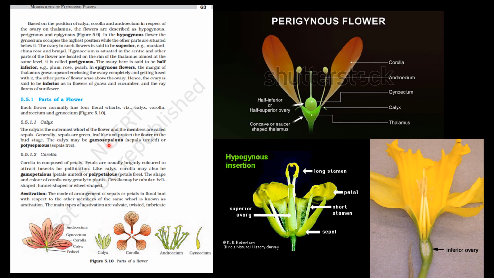When the sepals are fused, they are called gamosepalous, and when free, polysepalous. The corolla is made up of petals. It is gamopetalous when fused and polypetalous when it is free.